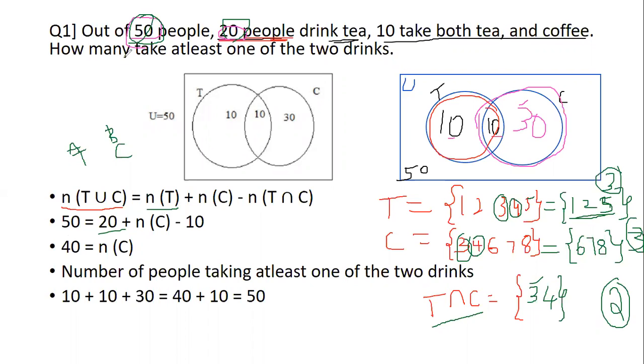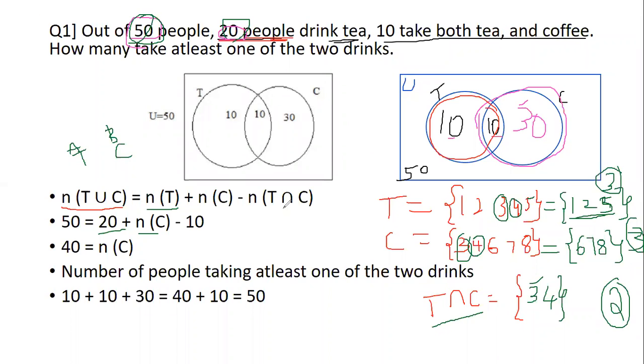Do you have any information about people who drink coffee in the problem? Read the problem thoroughly. It says out of 50 people, 20 people drink tea, 10 drink both tea and coffee. But there is no information about people who drink coffee. So N of C, we do not know. We don't know what the value is. So we will write N of C like that only, because we will find that out. Next, minus N of T intersection C.